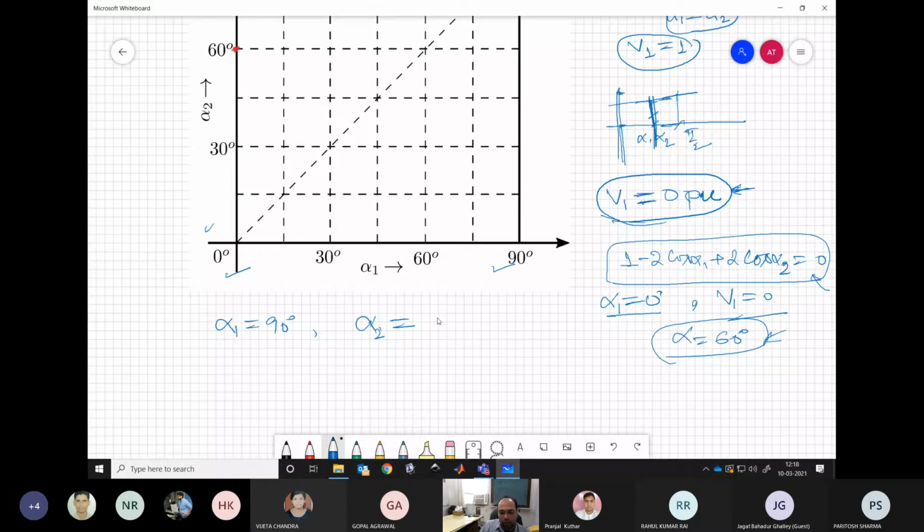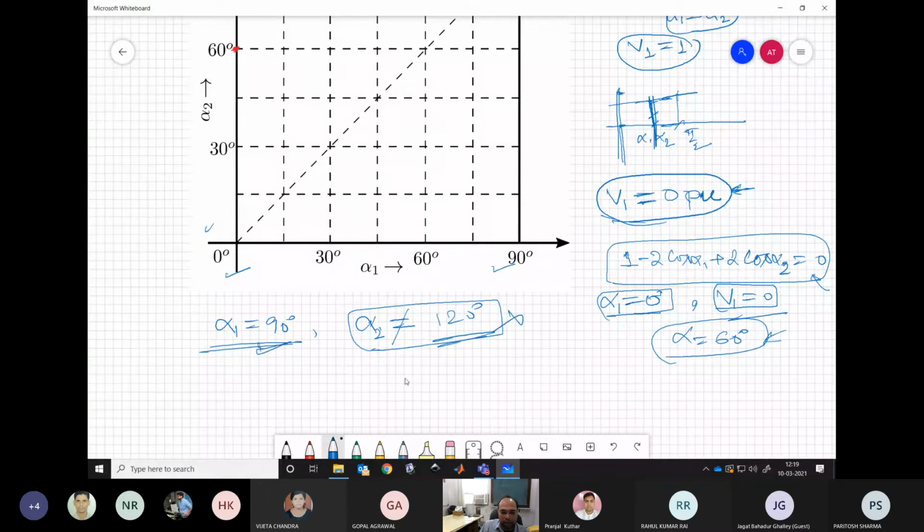Any guess? What is that? Anybody listening? 120. Yes. Okay, so this is going beyond the range, which means alpha 1 equal to 90 degree and this alpha 2 is not possible. So we have to be within the range.